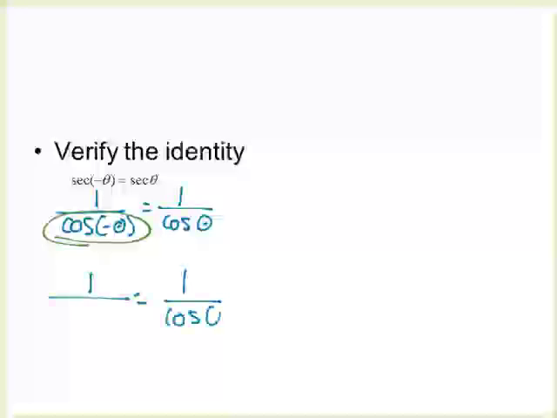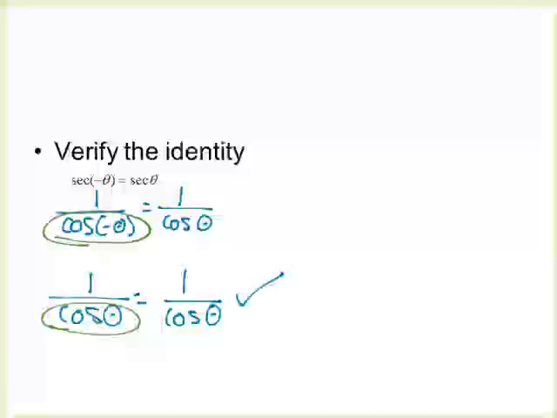What is cosine of negative theta equal to? Just a plain cosine of theta. And when we make that substitution, the 2 sides of the equation are now exactly the same. They both have 1 over cosine. How do we get rid of the negative?